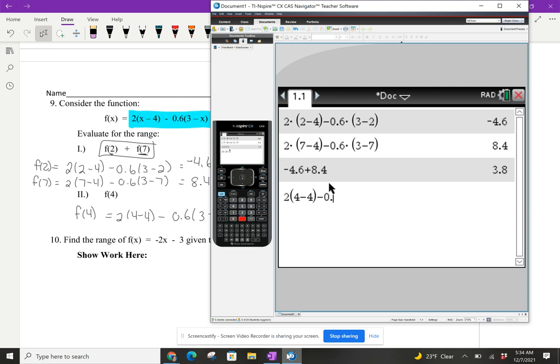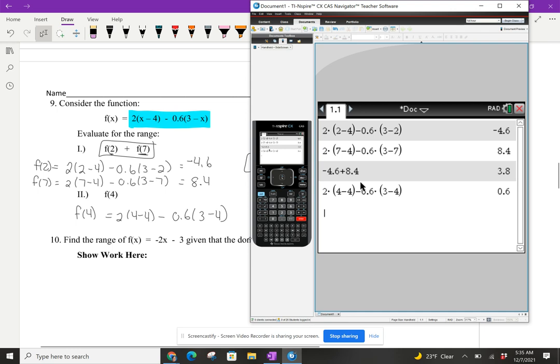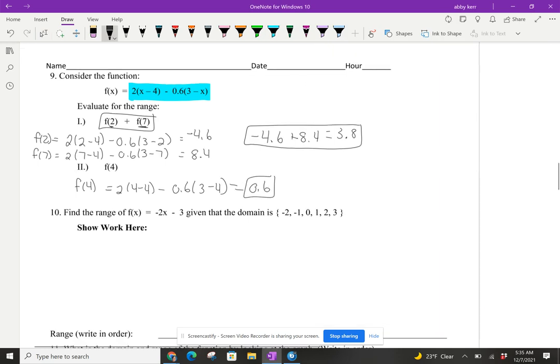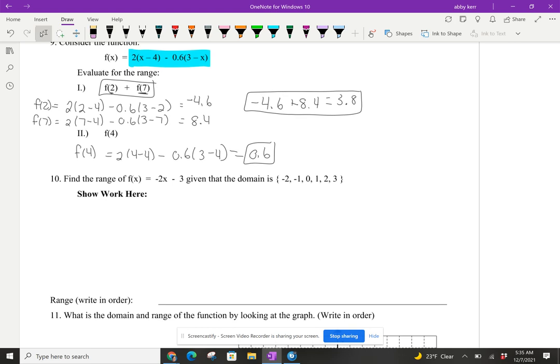Make sure that you're taking your time with this. It's really easy to make a mistake. All right, we get 0.6. Now for number 10, to find the range, I'm just giving you the domain of -2, -1, 0, 1, 2, and 3. All you have to do is plug it in, just like you did for number 9.